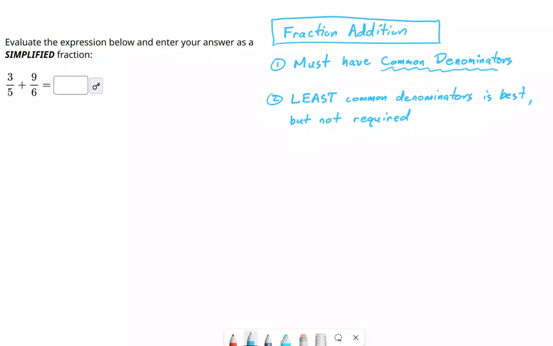Now the question is, how do we get common denominators? You take those two numbers, 3/5 and 9/6, and I'm going to write them this way and then multiply each of them by another fraction. Now this fraction can have anything on bottom that I want. So I'm going to choose 6 for the fraction on the left and 5 for the fraction on the right.